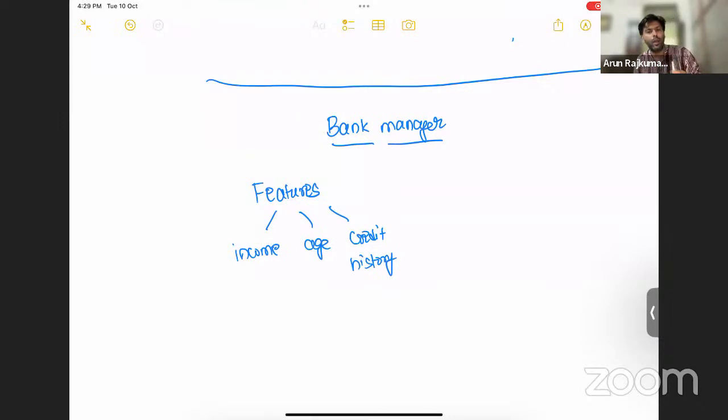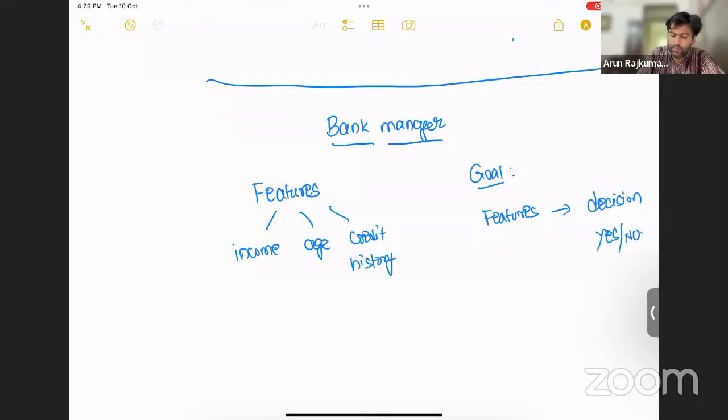Now the manager has a mental model of what is important and what is not important, and then somehow looks at all these values and figures out if a loan has to be given or not. So the goal is to map features, which are the input, to a decision. In this case, let's say the decision is yes or no. That is the decision that I want to make, and I'm looking at the features to make this decision.